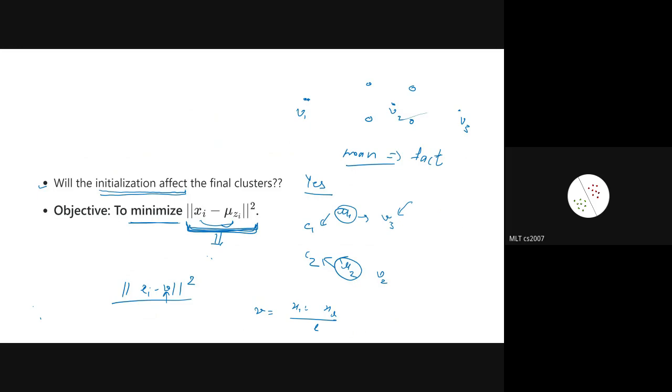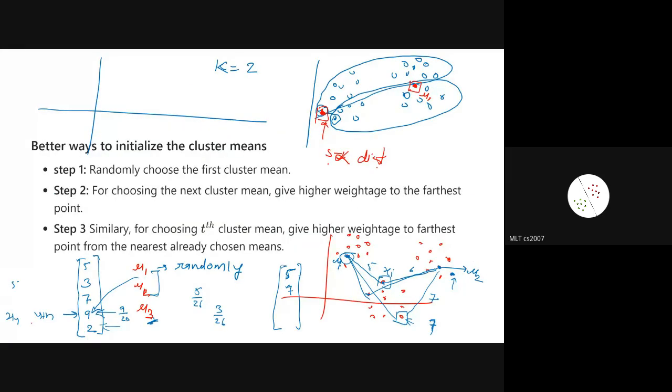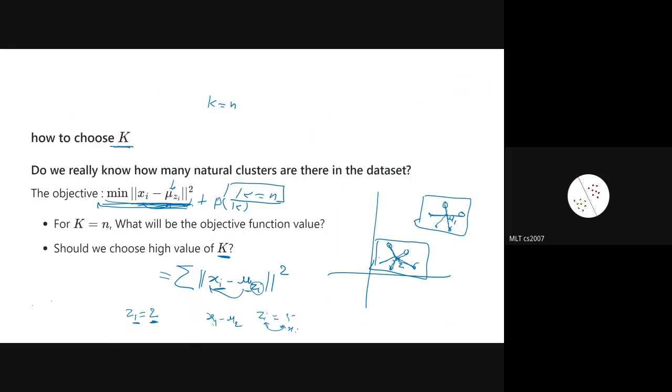We want clusters in such a way that the closer points come into one cluster, and the points which are far away go into different clusters. So we are actually minimizing this objective function. And we have seen that the final clusters may be affected by the initializations, right? Different initializations may lead to different clusters. And we have seen how to overcome this problem. We have seen a better way to initialize your centroids, and that leads to a different algorithm which is called k-means plus plus, right?